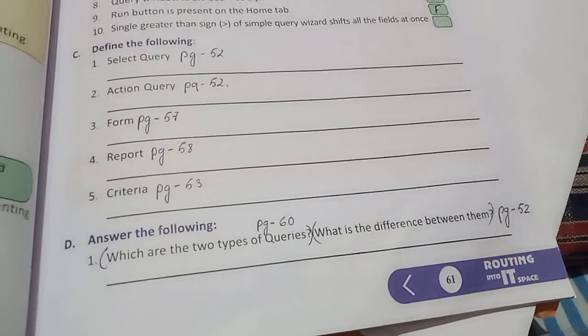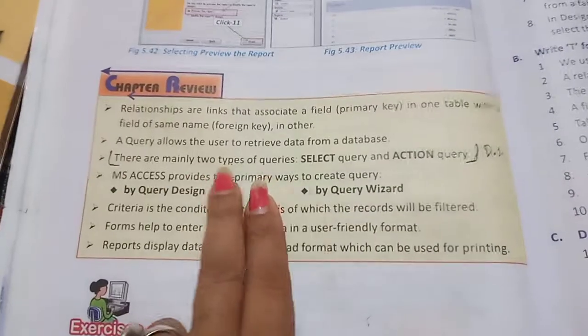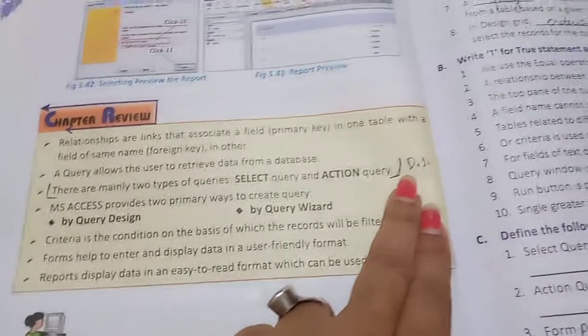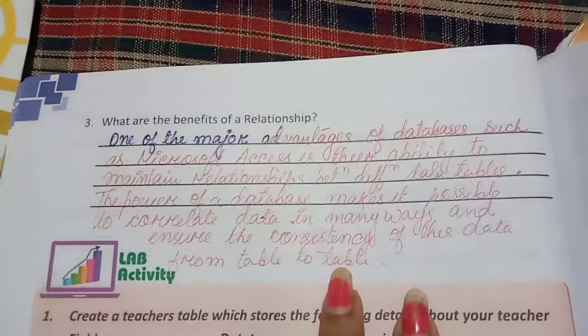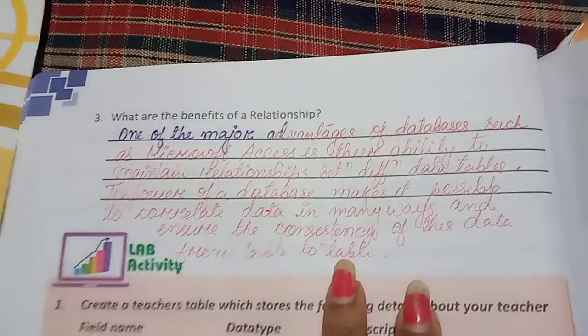Then the next question, answer the following two types of query, difference between them. Page number 60, first part, you see here there are two types, select and action query, D1. Then what are the differences between them? Page number 52. Difference between them, this part for D1. The last answer I have already written and given, it is not there in the book, it is given here. I have given you the photograph, just you see.